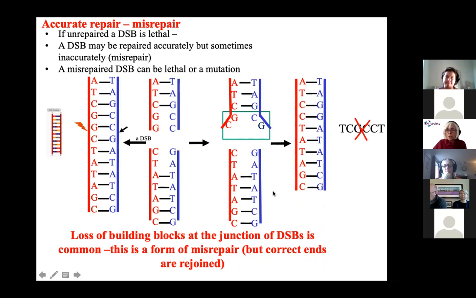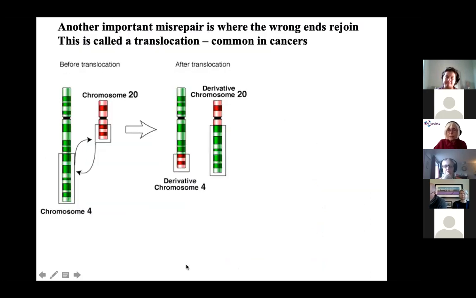In this instance, the correct ends are rejoined. But another very common event, particularly important for cancer, is where the wrong ends are rejoined. Now, remember, your DNA is organized in chromosomes. So this has got all those building blocks, and it's all coiled up to make it fit into a fairly tight structure. So chromosome 4 is a big chromosome, this is a small chromosome. And what's happened here is that the wrong ends have got rejoined, and we've got something called a translocation. And this is very important for cancer.